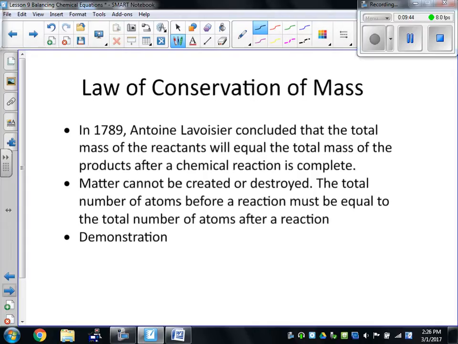Now, law of conservation of mass. We have to follow the law of conservation of mass, and basically what that says is that the total mass of the reactants has to equal the total mass of the products. So the reactants have to equal the products. They need to be balanced out. Matter cannot be created or destroyed, and the total number of atoms before the reaction has to equal the total number of atoms after the reaction.